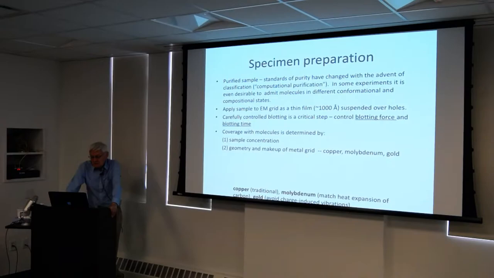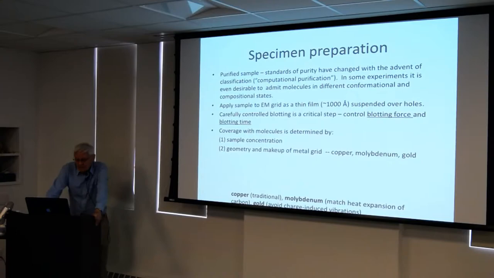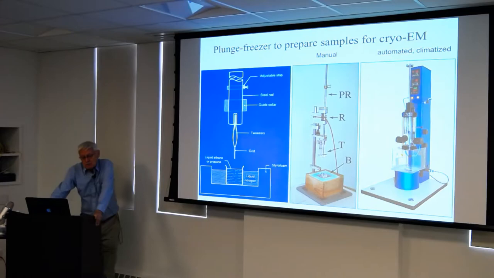Copper grids were uniformly used a long time ago, and there's a disadvantage of copper because it contracts differentially, so it contracts more than the carbon, and that means that the carbon becomes warped. Then people have been using molybdenum grids, which have a different thermal expansion coefficient, and then lately gold was used, and I have something that shows you the advantage of gold in a moment.